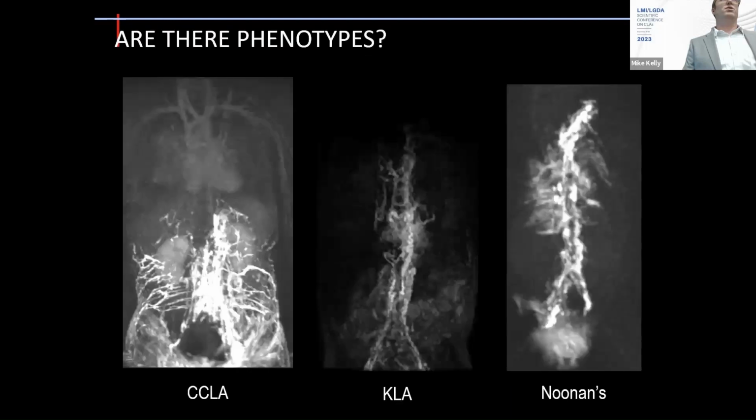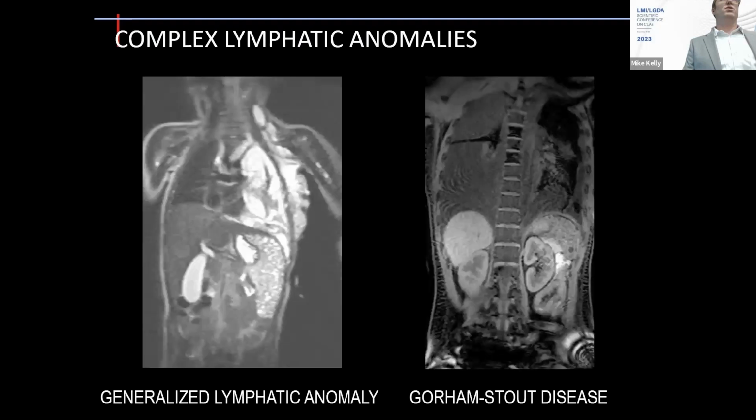And so one of the questions I ask a lot is, are there imaging phenotypes to each of these separate clinical diagnoses, right? So we have central conducting lymphatic anomaly, mucosiform lymphangiomatosis, and then Noonan syndrome. And they look fairly different on this. However, when you start to look at a specific MR lymphangiogram and say, oh, it's going to be this, it's very difficult to do because, as a patient mentioned, they're each very different.